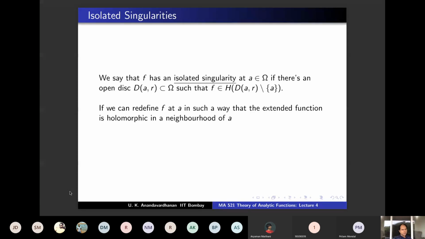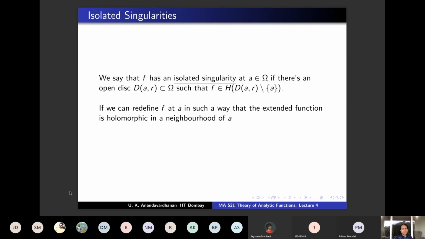Now the first, so I told you, right, it will come in three flavors: removable singularity, pole, essential singularity. Let's talk about removable singularity first. So removable meaning what? It can be removed, the singularity can be removed. How will you remove the singularity? By trying to redefine. So it's possible that sometimes you can redefine f in such a way that the extended function is holomorphic.